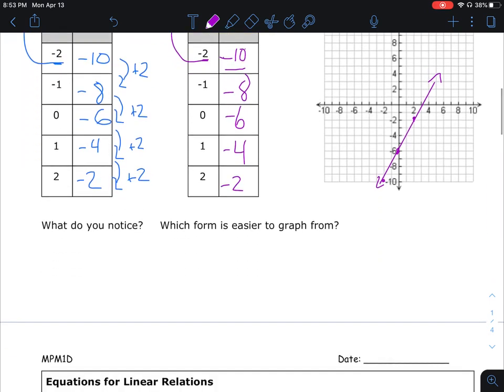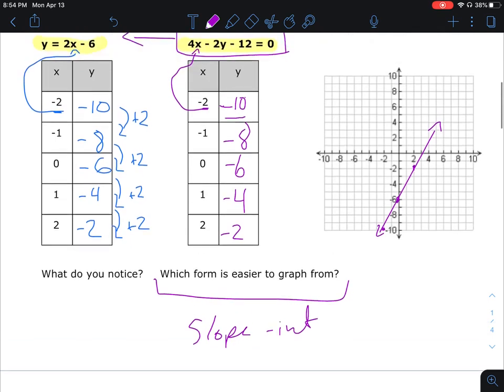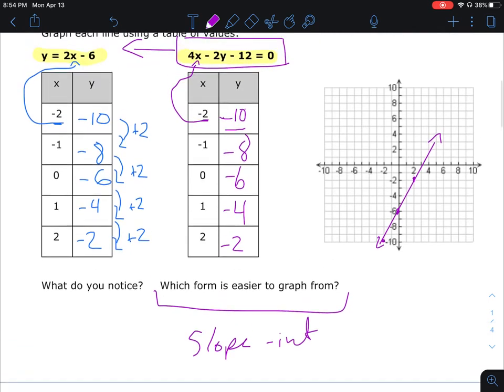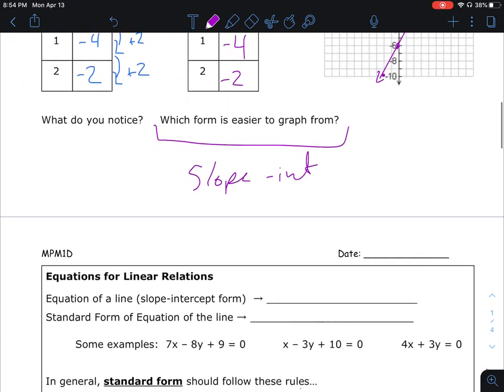So which form is easier to graph from? Well, slope-intercept form would be easier to graph from simply because we can input the numbers into the equation and then we would get the other value. We input the x value into the equation and we would get the y value as the output.